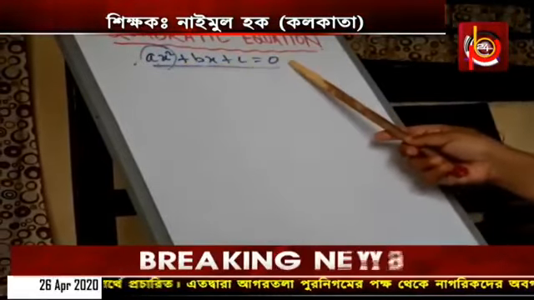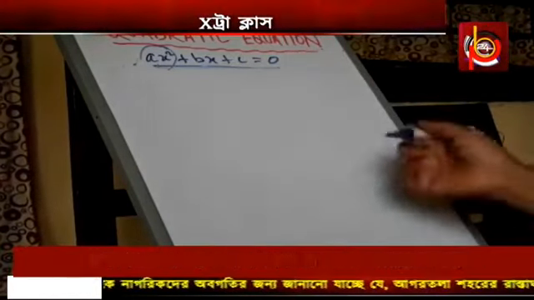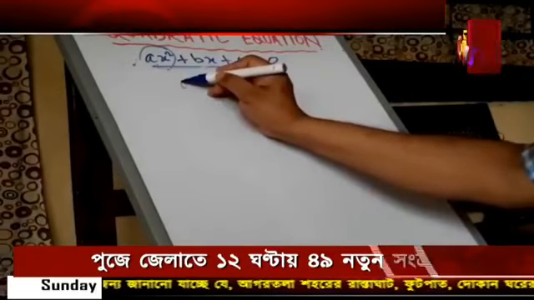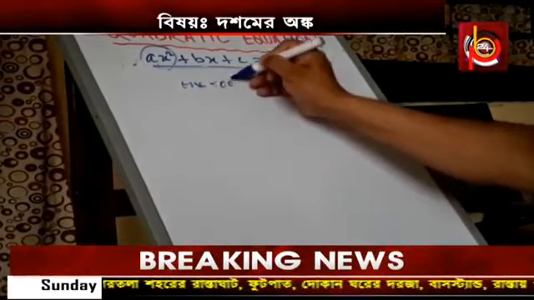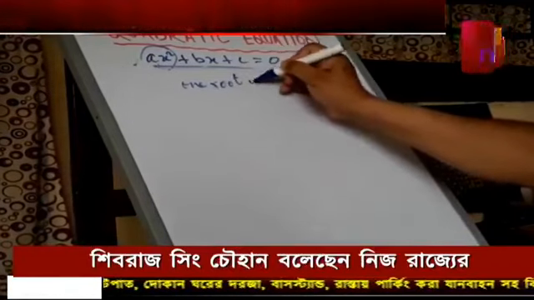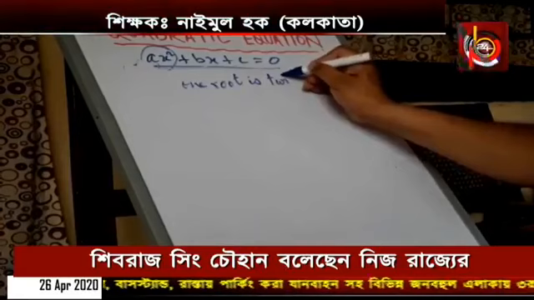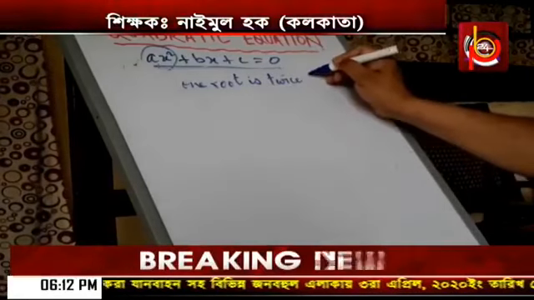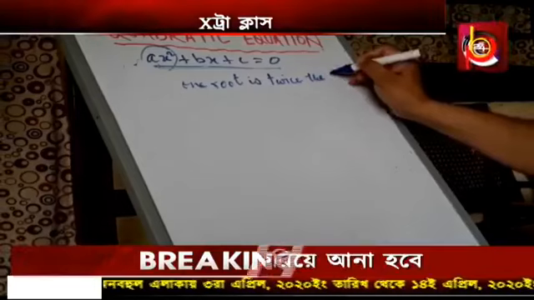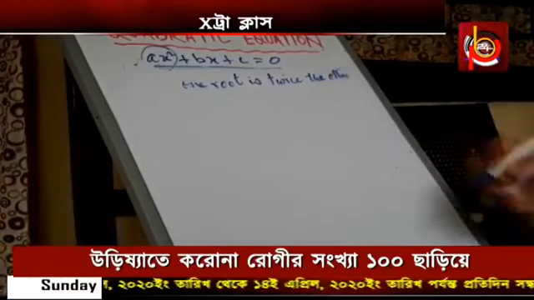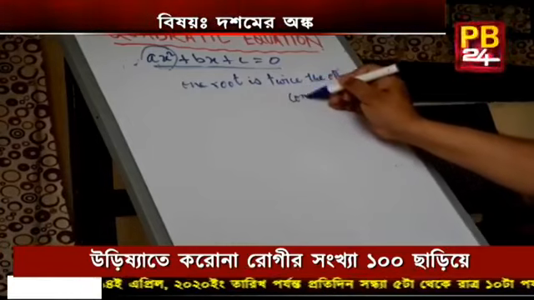I am trying to give you a problem on that equation, because this is the general form: ax squared plus bx plus c equals to 0. This is the equation when one root is twice the other. Then again, what is the condition? We have to find the condition.